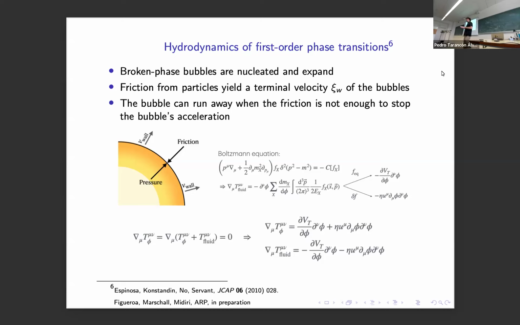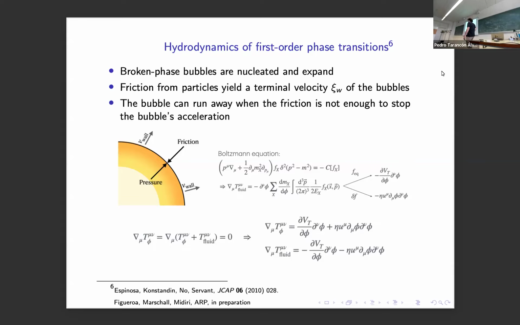So I will be mostly talking about the case in which the bubbles reach a terminal velocity, and then there is a transfer of energy from the vacuum energy to the fluid. And this is what, in general, we expect for the electroweak phase transition. But again, this is really model dependent, and one needs to check model by model, and it's a huge area.